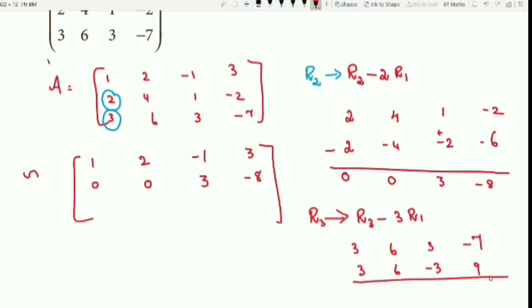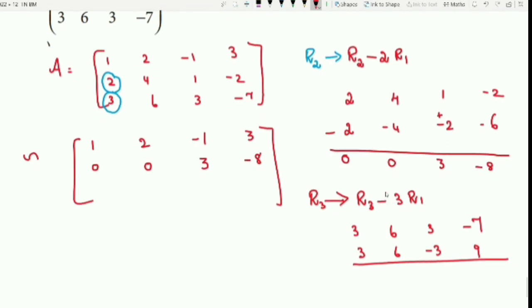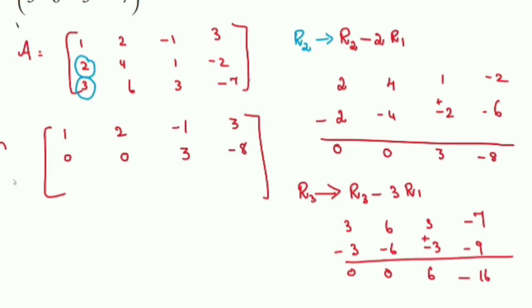Now change the sign. I am changing the sign because there is a minus sign here. So it will become minus 3, minus 6, plus 3, minus 9. So 0, 0, 6, minus 16. So write that here. 0, 0, 6, minus 16. Now is this in the echelon form?